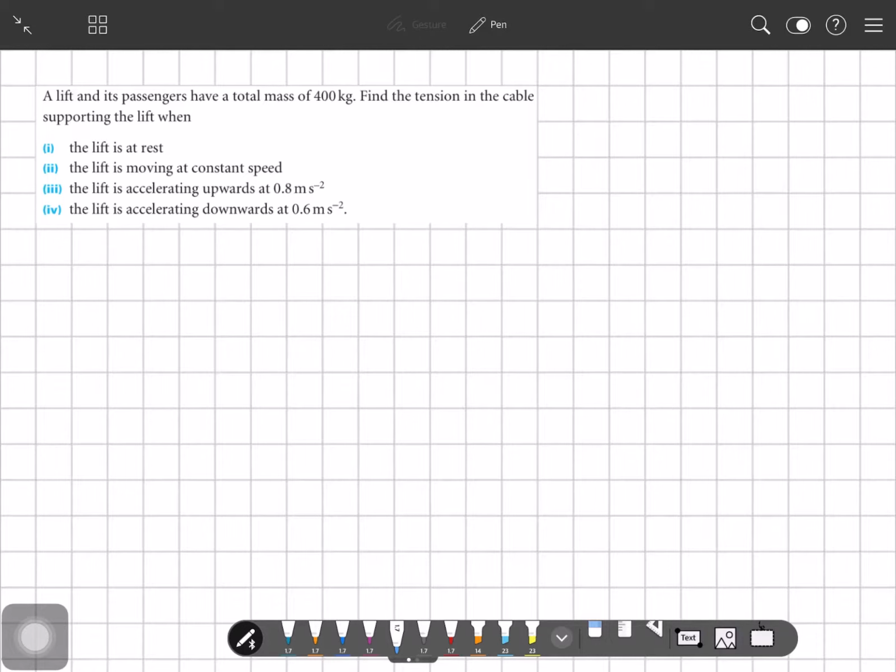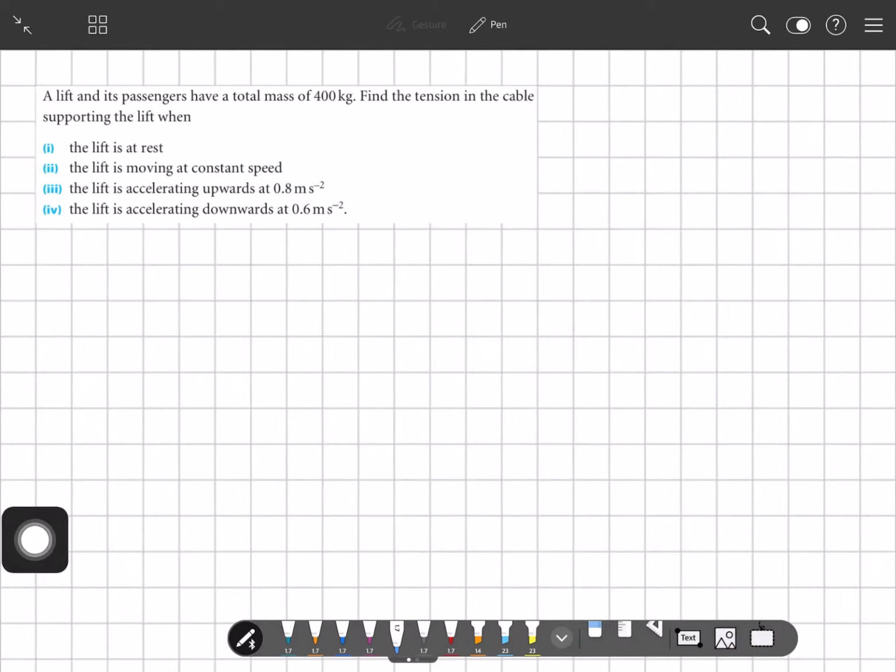Let's see another example. A lift and its passenger have a total mass of 400 kg. Find the tension in the cable supporting the lift, first when the lift is at rest. Second, the tension of the cable when the lift is moving at constant speed. Third, when the lift is accelerating upward at 0.8 meter per second squared. Fourth, when the lift is accelerating downwards at 0.6 meter per second squared.